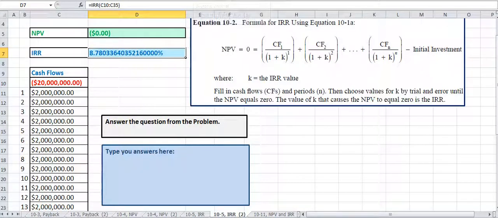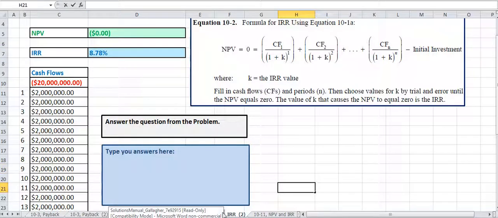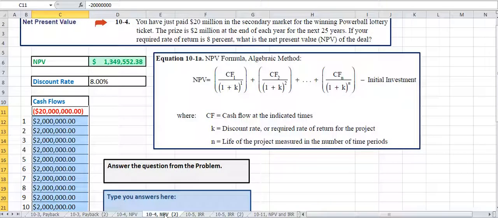And we can also see that it makes sense. Let me put it back. It makes sense that the internal rate of return on this deal is higher than the discount rate over here in question 4. It's higher than the 8%, because it has to be higher, because we ended up with a net present value of something greater than 0.